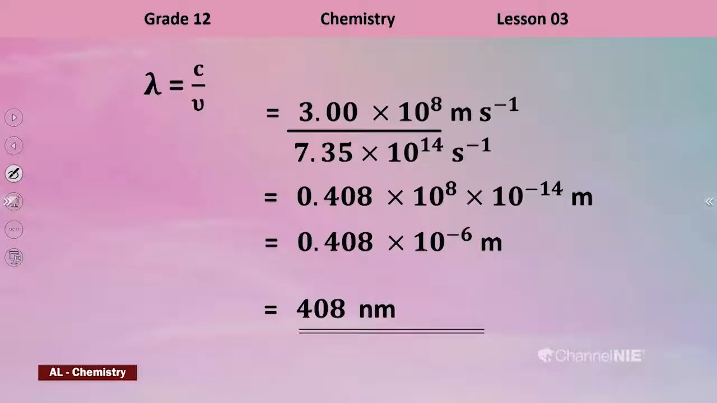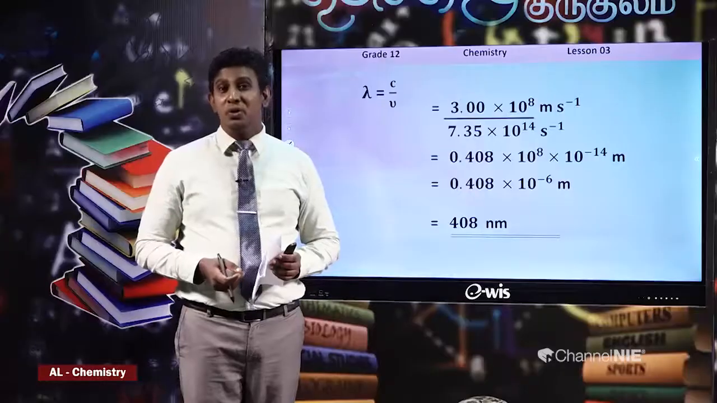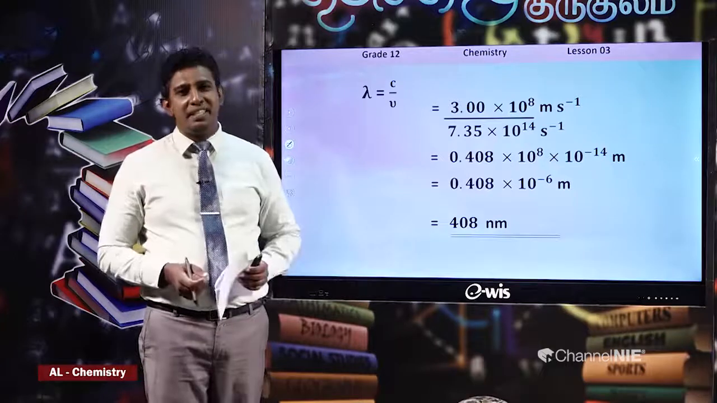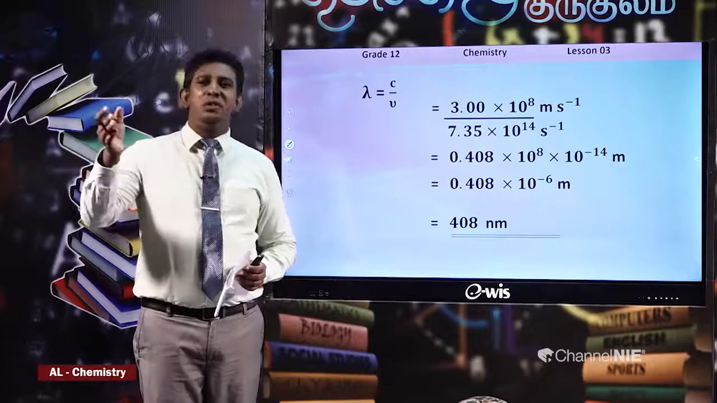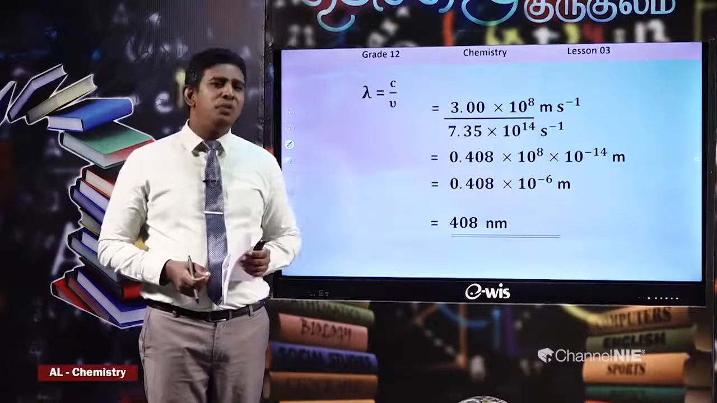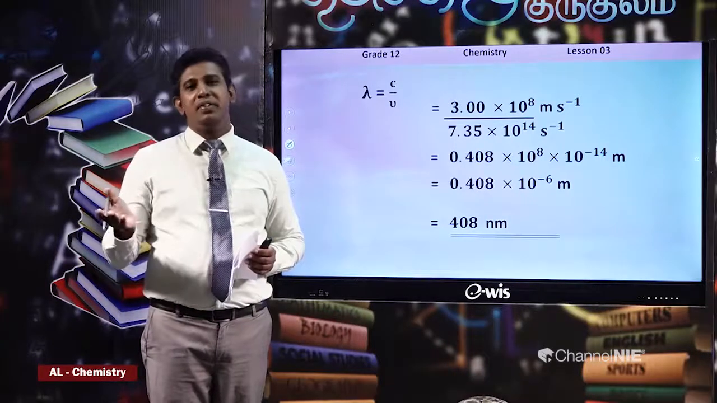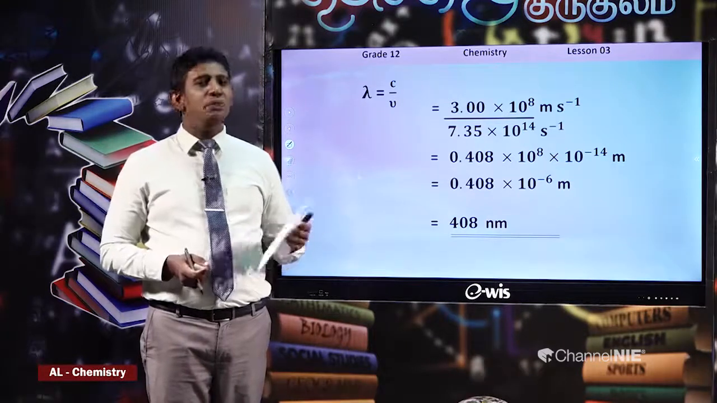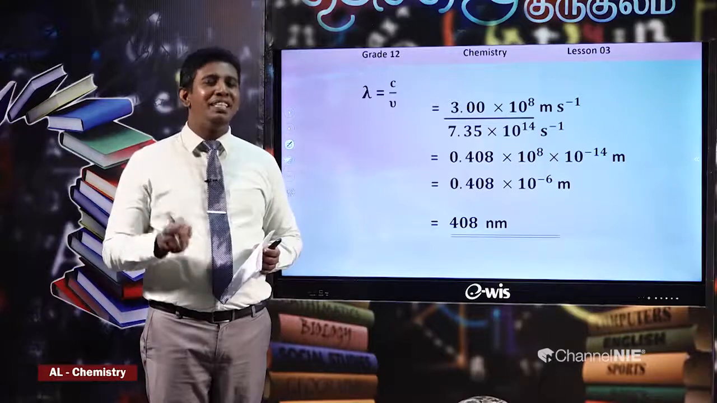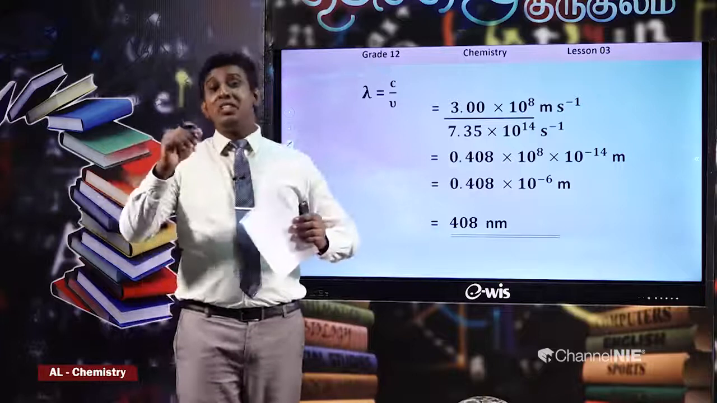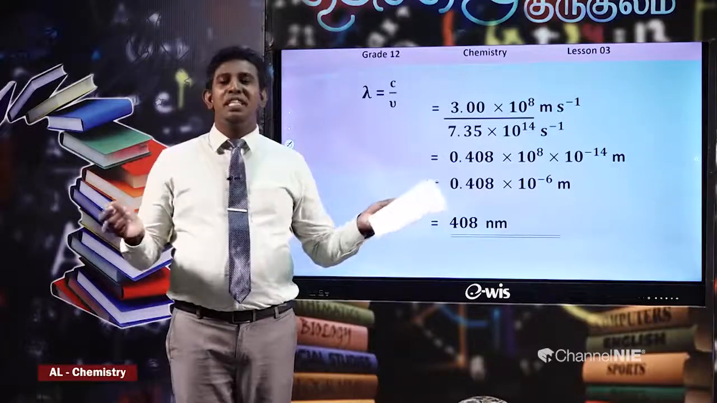Okay. Then students, here you could find it, it's the same. You need to always know the velocity of all the electromagnetic radiations is the same, is 3 into 10 to the power 8 meters per second. Then when you are provided with the wavelength, you could find out the frequency. The other way, when they are providing you the frequency, you could find out the wavelength as well. Okay. Then our next topic is about the quantum theory.